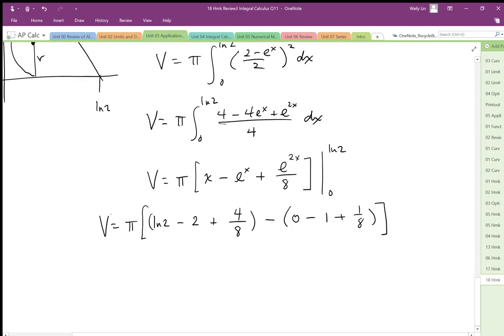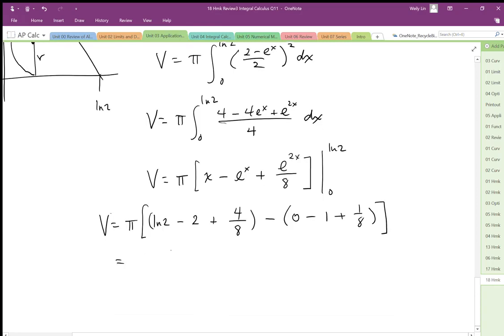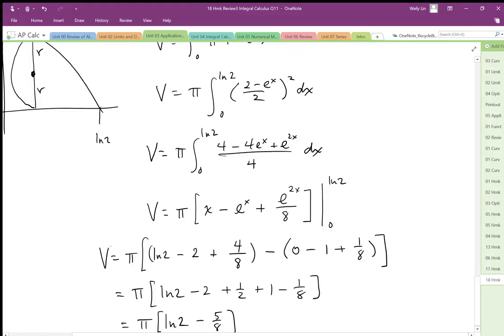Okay, so then working that out, this becomes pi, and simplifying that, maybe I'll just do a couple of steps here: log 2 minus 2 plus 1/2 plus 1 minus 1 over 8. So when simplifying this out, I get log 2 minus 5 over 8.